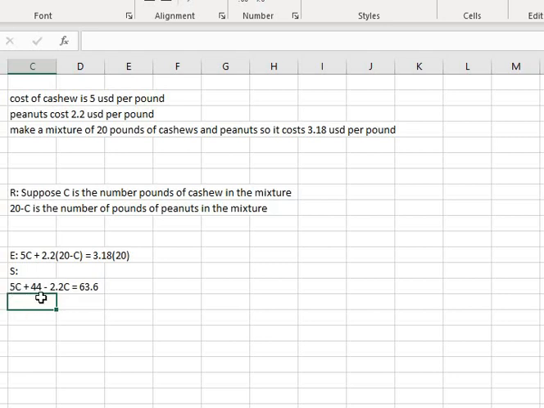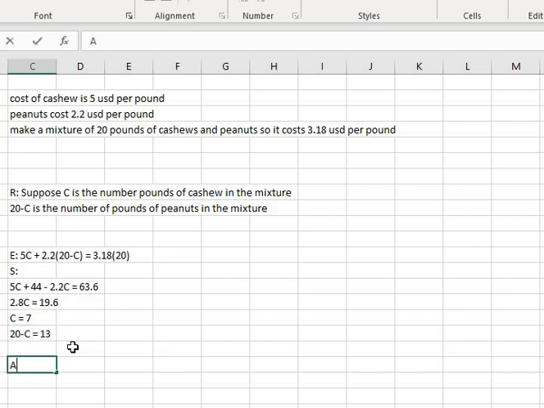Okay, so we now solve for C. We have 5C minus 2.2C gives us 2.8C. And then on the other side, we are going to subtract 44 from 63.6. That will give us 19.6. Right? 19.6. Dividing, our given gives us C is equal to 7. So, therefore, the number of pounds of cashew is 7 and 20 minus C is equal to 13.